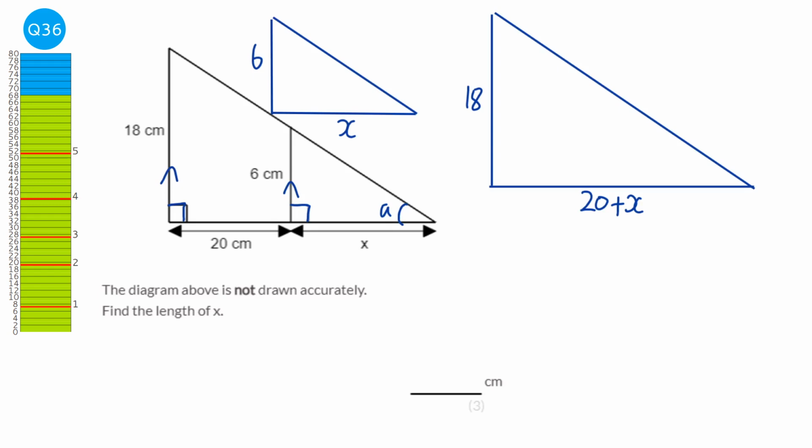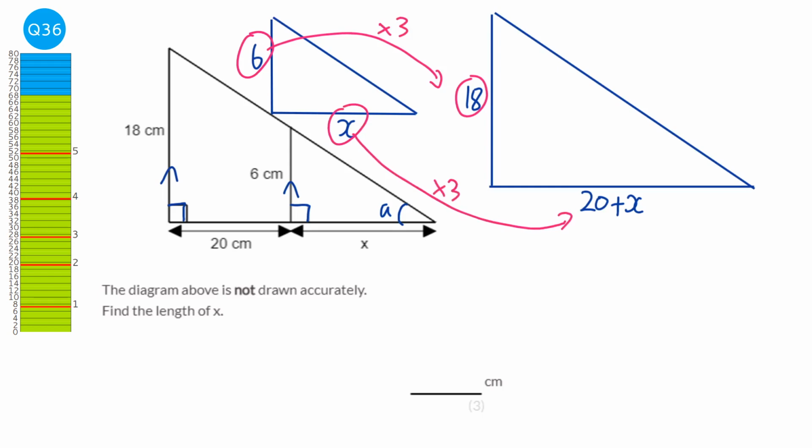So we need the scale factor first. Now if you look at the 6 and the 18, they are what we call corresponding sides. So we need to work out the scale factor by finding out what I multiply the 6 by to get to the 18. Well, that's obviously going to be 3. So we now know that we can times the x by 3 to get to the 20 plus x. So we can write that down: 3x, I'm timesing the x by 3, and that will give me 20 plus x.